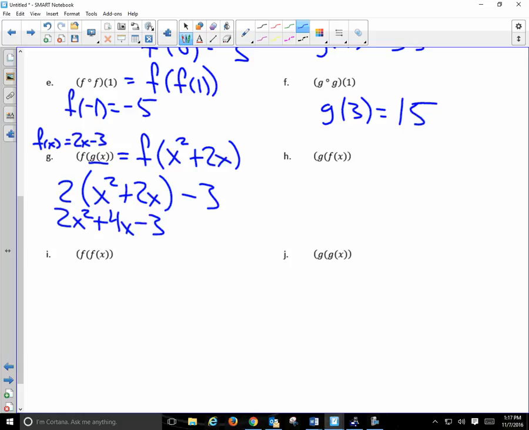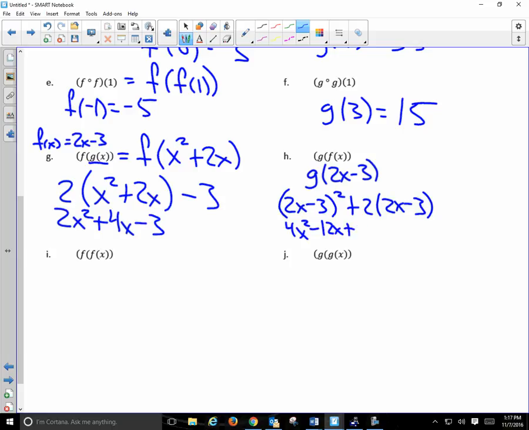So we're okay here. Okay, the next one, g of f of x, I will take g of 2x minus 3. So g of x was x squared plus 2x. So now I will have 2x minus 3 quantity squared plus 2 times 2x minus 3. And when I square this out, I have 4x squared minus 12x plus 9 plus 4x minus 6. Or 4x squared minus 8x plus 3.